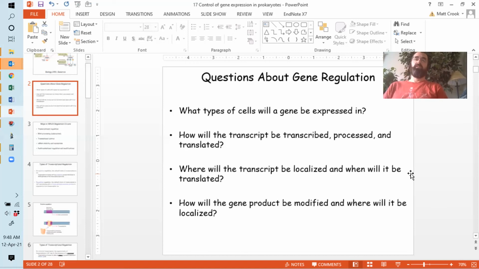So again, these questions aren't really eukaryote only. They're very much applied to prokaryotes too. It's just the context in which those questions are asked is obviously going to be different. And there's a whole single cell versus multiple cells kind of deal as well, which ties into that.